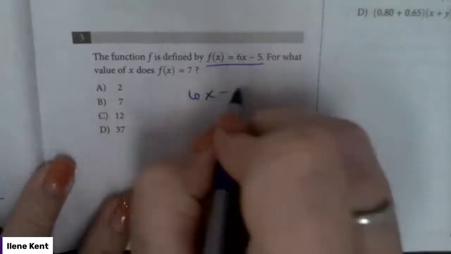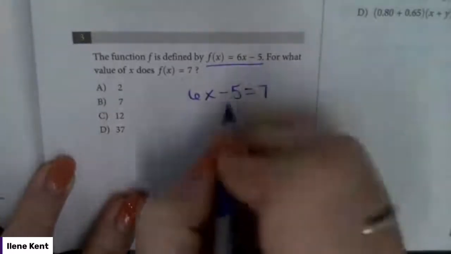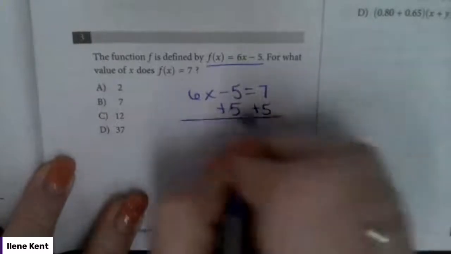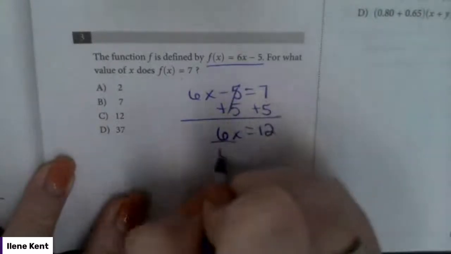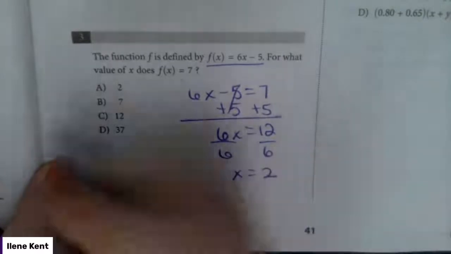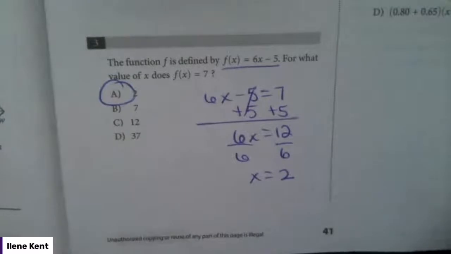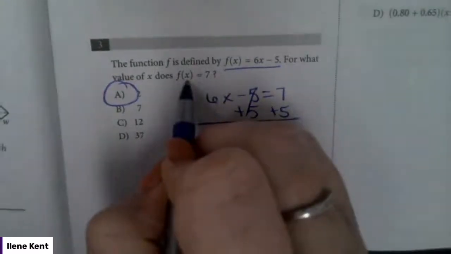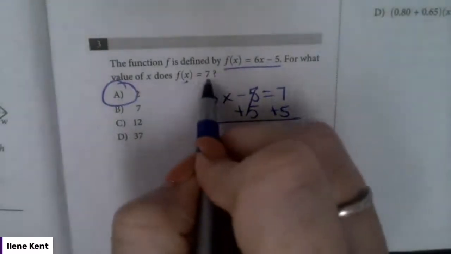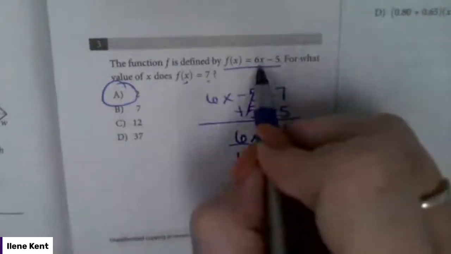Number 3, the function f is defined by f of x here. So for what x will this equal 7? Well, let's set this equal to 7 and solve for x. We're going to add 5 to both sides and divide by 6. And our answer is A, 2. So whenever we have the number inside, we would have replaced the x. Because the number is on the other side of the equal sign, then I know that that's what my function needs to be set equal to.